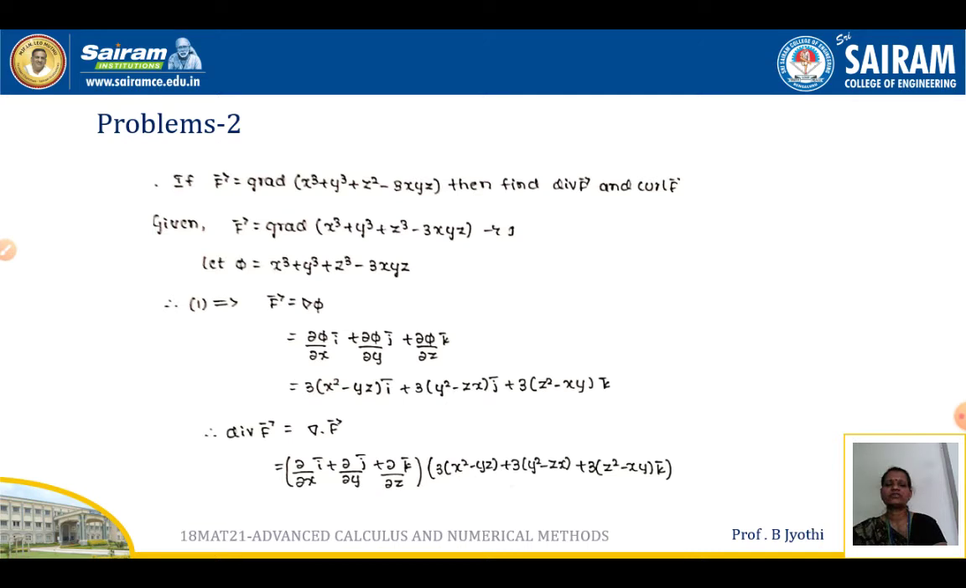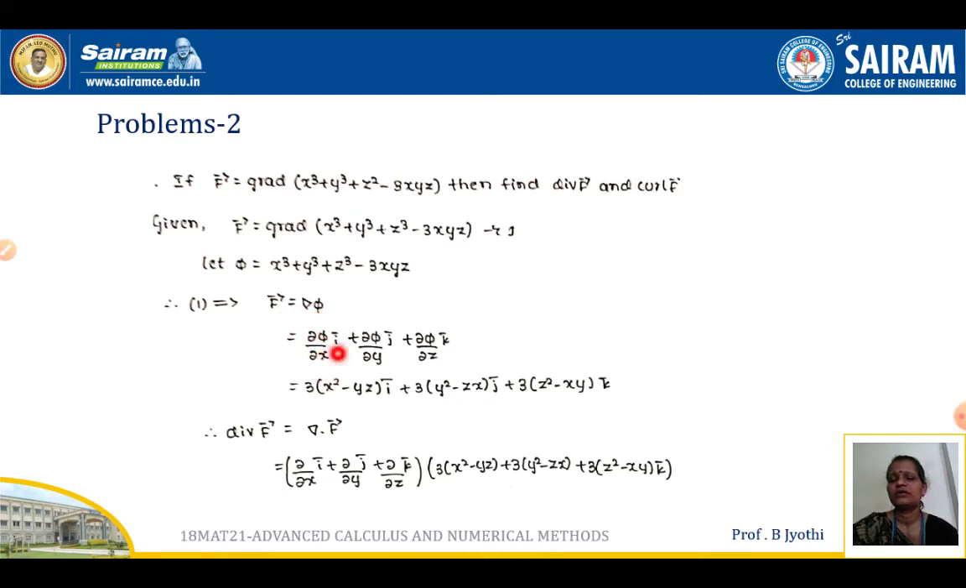Let's go to the next question. If f is given by grad of x cube plus y cube plus z cube minus 3xyz, then find divergence f and curl f. Given f is equal to grad of this, let's call this 1, and phi is x cube plus y cube plus z cube minus 3xyz, which implies f is del phi.